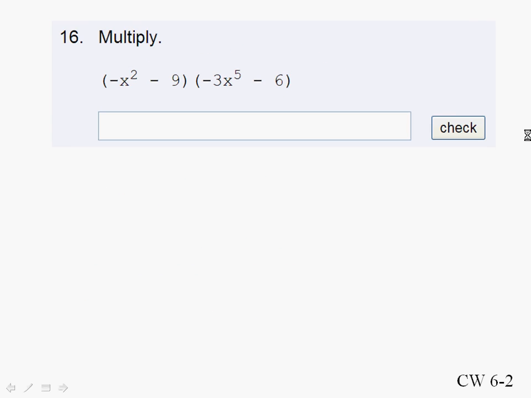Number 16, I'm going to go ahead and FOIL this. I'm going to use my FOIL method on this one. So I'm going to do first two: negative x squared and negative 3x to the 5th gives me a positive 3x to the 7th.